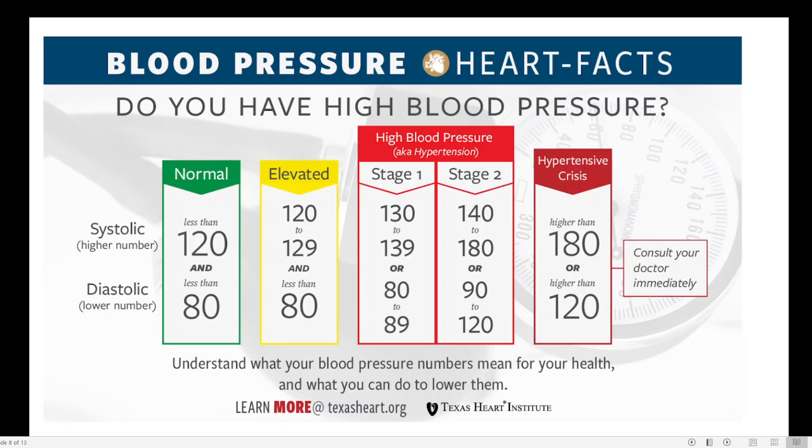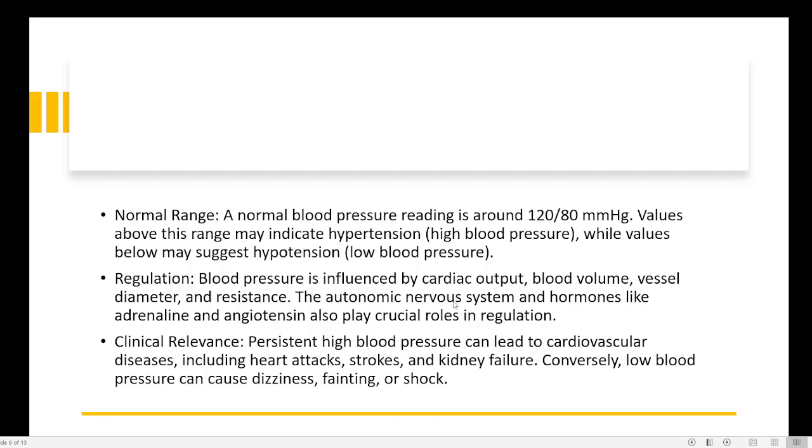High blood pressure and heart diseases are directly related. If you have high blood pressure, your chance of developing most heart diseases gradually increases. So this is the normal range of 120/80.